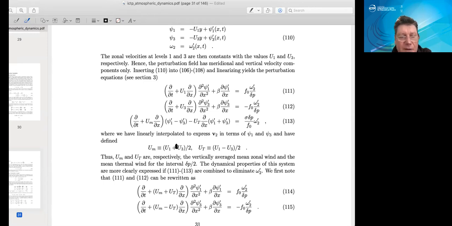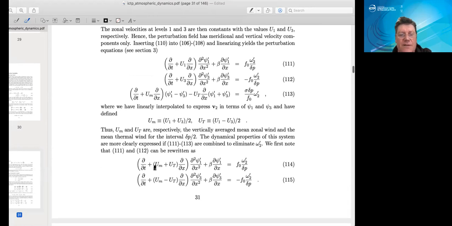So we can simply reverse these equations to replace U1 and U3 in these equations, and you can work out that this gives us for U1, UM plus UT, because if we add the two, then the U3 goes out. But if we take the difference between the two, then the U1 goes out. And so these are the equations that we get.